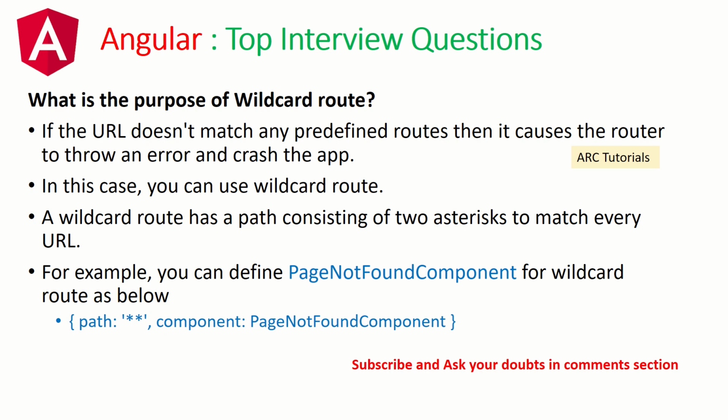What is the purpose of a wildcard route? For example, if you have defined 5 routes in your application and you want to create something like a custom 404 page or a page not found, you can put the path as double asterisk. It says that this is a wildcard route, which means when no route matches, it should go to this particular component.